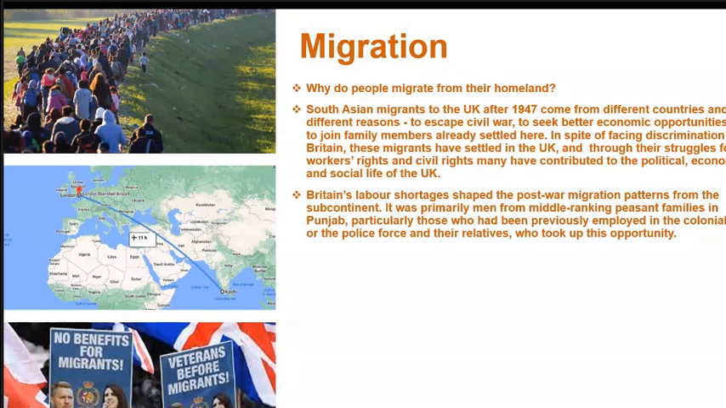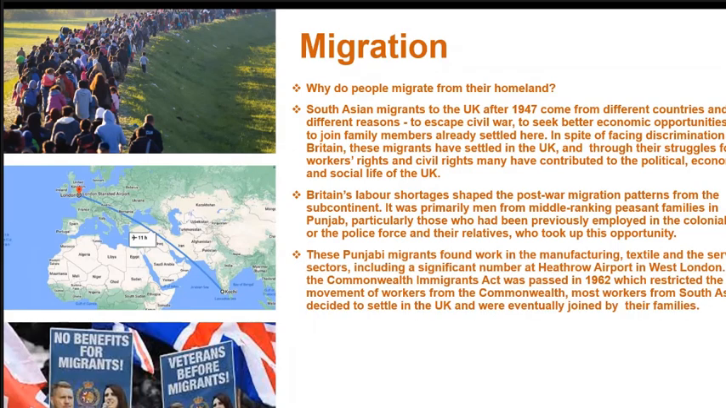Britain's labour shortages shaped the post-war migration patterns from the subcontinent. It was primarily men from middle-ranking, poorer families in the Punjab, farmers especially, particularly those who had been previously employed in the colonial army or the police force, and their relatives, who took up the opportunity to come here. These Punjabi migrants found work in manufacturing, textiles and the service sectors. A significant number of Punjabi men worked at Heathrow Airport in West London. If anyone's seen the Heathrow documentary, there's a generation of one family of Sikh men: the grandfather, the father, and the son now all work within Heathrow Airport as logistics controllers.